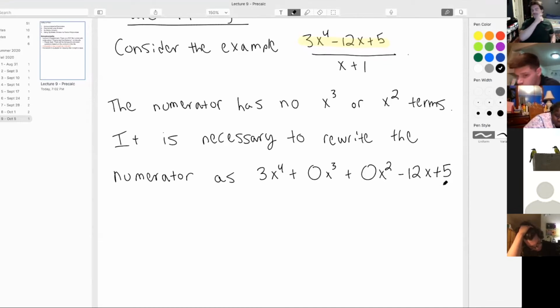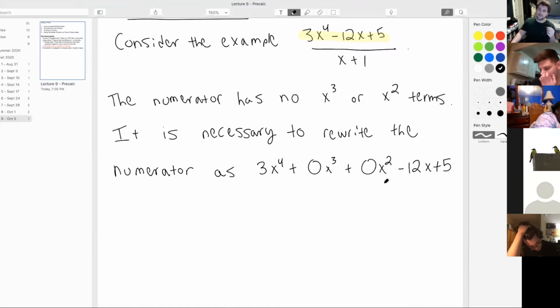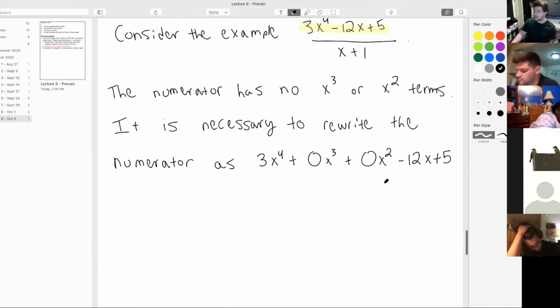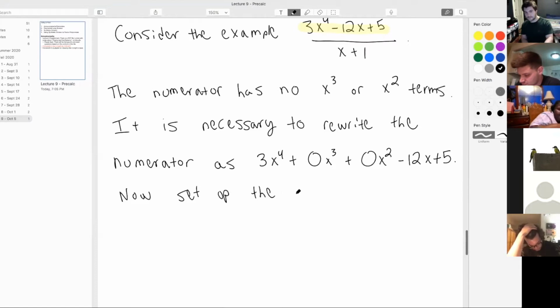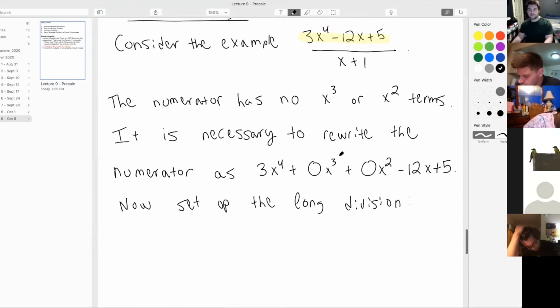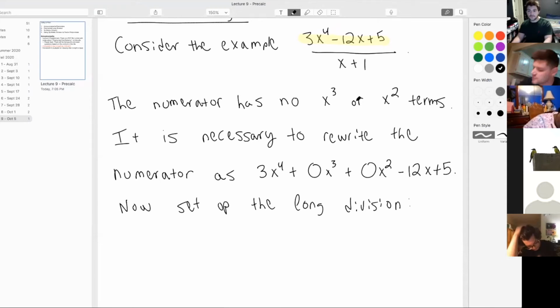All right, and just convince yourself we actually did not change the polynomial at all. Okay, we just introduced the x cubed and x squared via writing it with a coefficient of 0. All right, so we didn't change anything. And it's just necessary to do this to perform the polynomial long division. All right, so now set up the long division. So that's all you have to do when there's powers of x missing. Okay. So now it's the same as before.